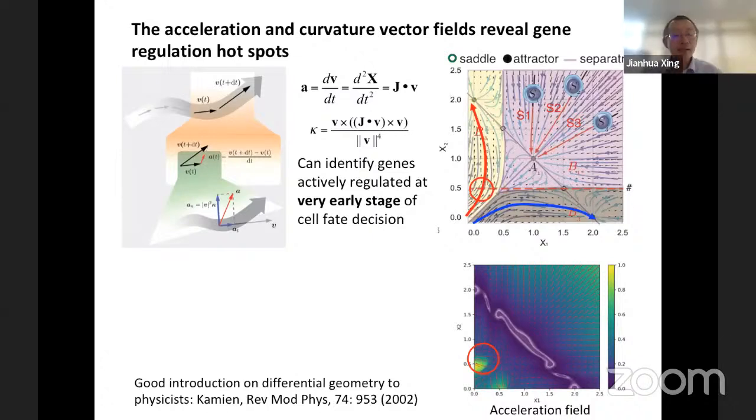Let me use an intuitive example. Suppose you drive a car. You can change the state of the car by pressing the gas, pressing the brake, or turning the steering wheel. Then the state will change, but the actual change takes time; it happens later. So if you can identify, through the acceleration field or the curvature, the moments you make those manipulations, and then what effects follow later, you can identify those events at a very early stage.